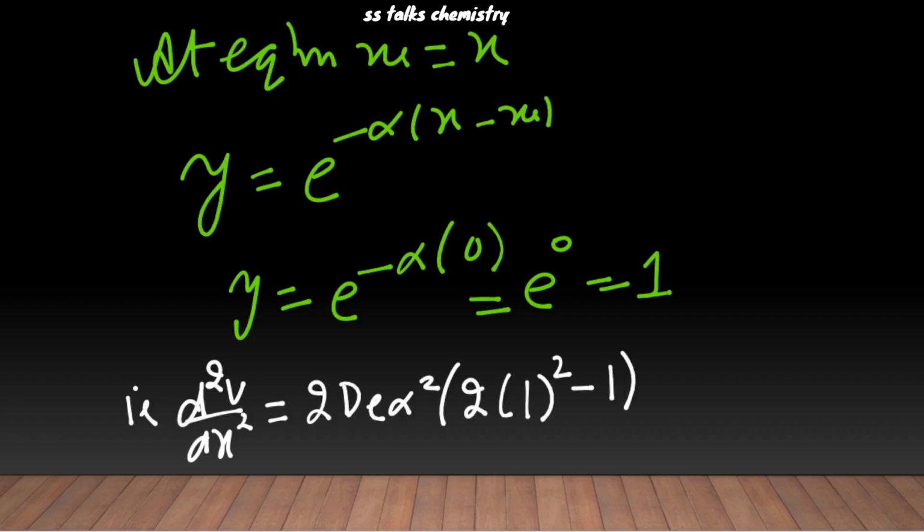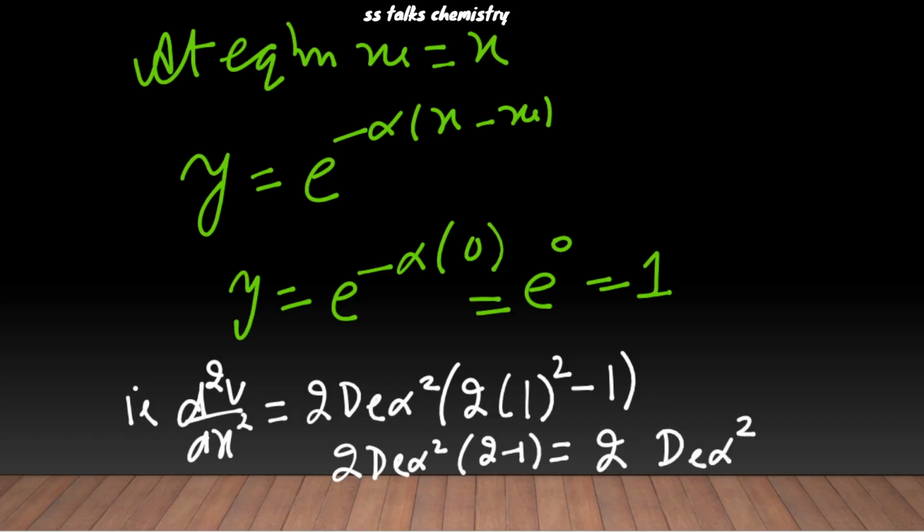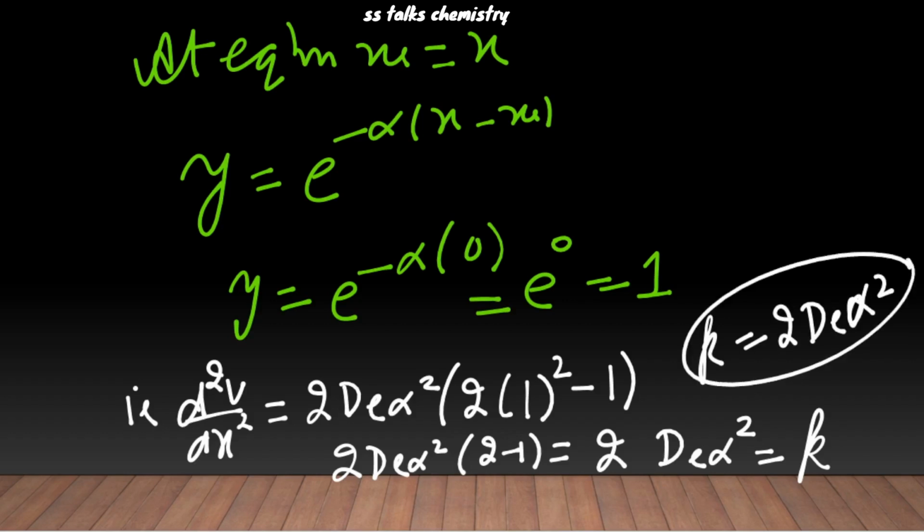So 2 minus 1, that is 1 only. So 2 dE into alpha squared times (2 minus 1) is equal to 2 times dE into alpha squared. This is the value of the force constant that you are getting. So that means the k value is 2 dE alpha squared.